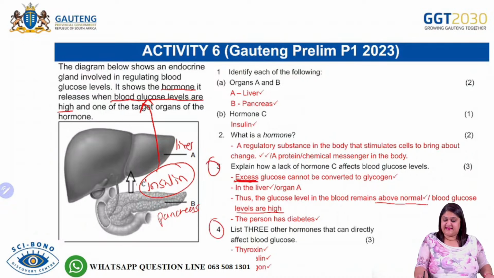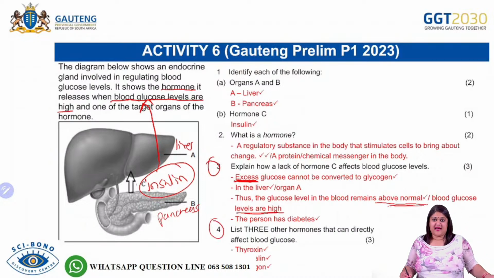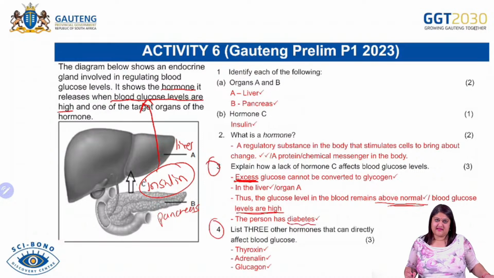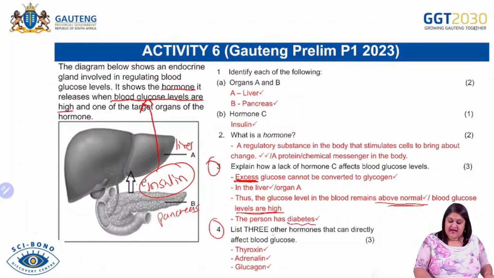We're not talking about excess. We are not talking about above normal. We are not talking about all the levels remaining high. Also, many learners did not realize that now this person would be diabetic. Okay? And then the other thing is that thyroxine, it's also linked.